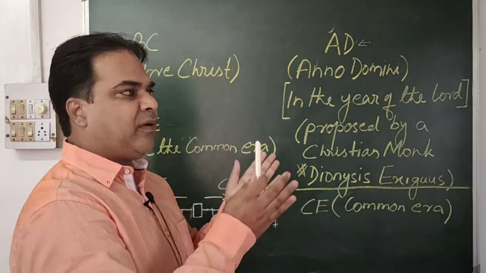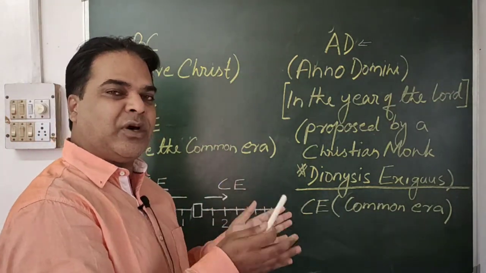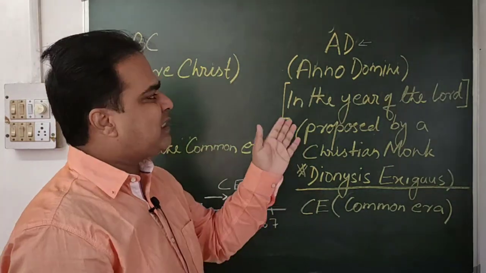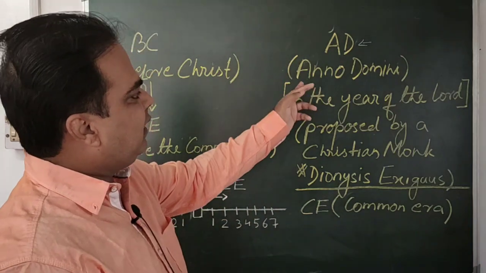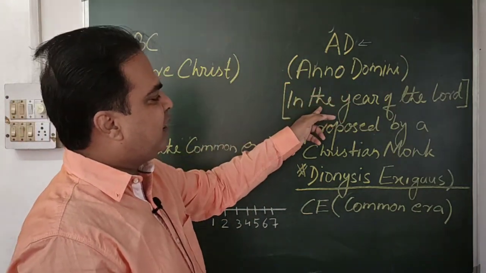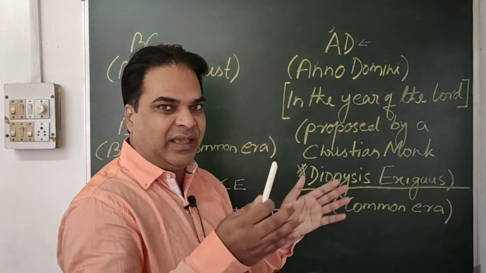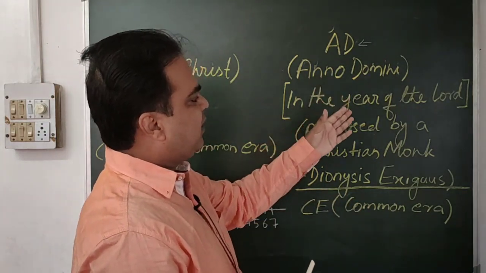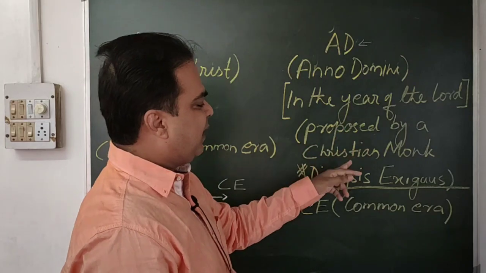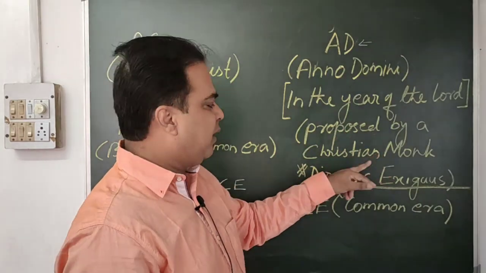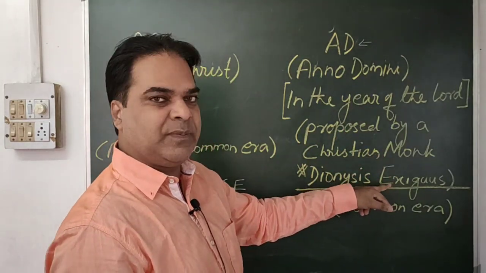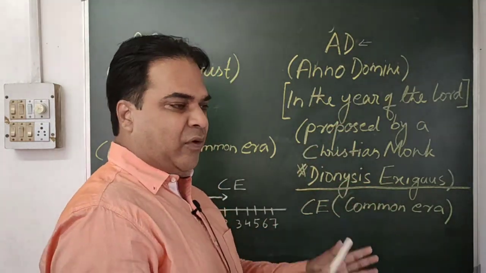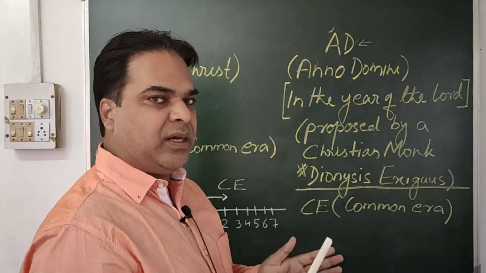Before the birth of Christ, the years which we count is known as BC, and after the birth of Christ, the years which we count is known as AD. Okay, so AD, Anno Domini, the meaning of Anno Domini is in the year of the Lord. And this term was first proposed by one of the Christian monks. His name was Dionysius Exiguus. He was the one who proposed this name for AD, year after the birth.